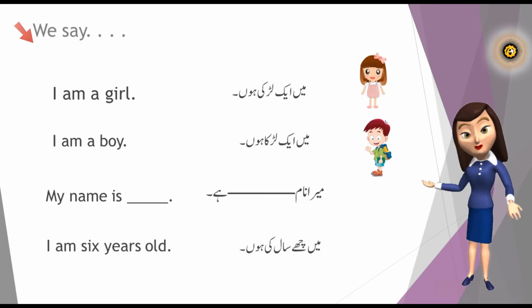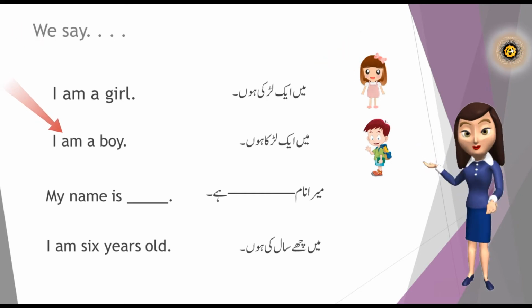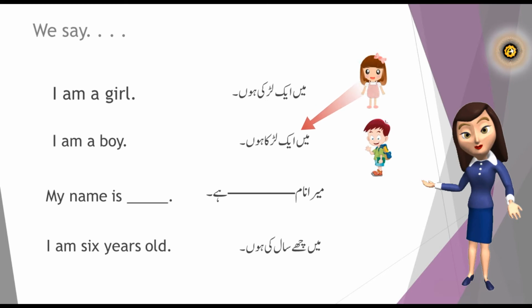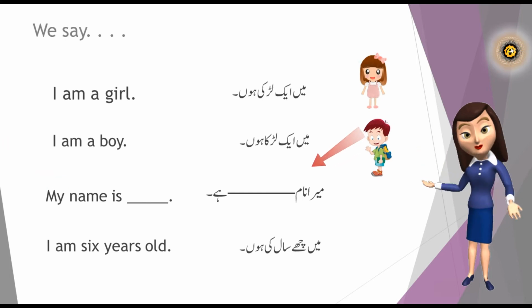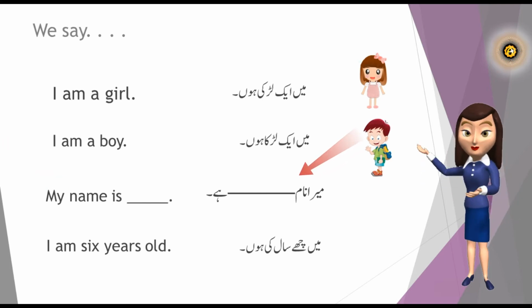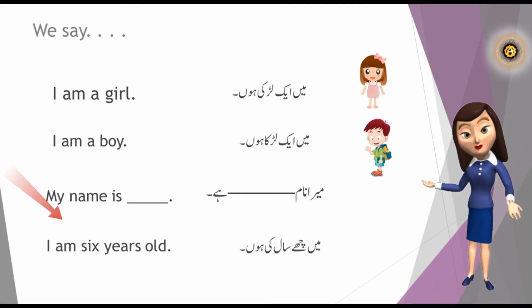Now let's repeat all these sentences one more time. I am a girl. I am a boy. My name is Amna. I am 6 years old.